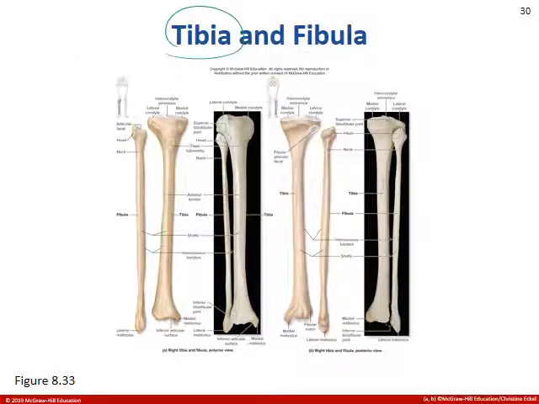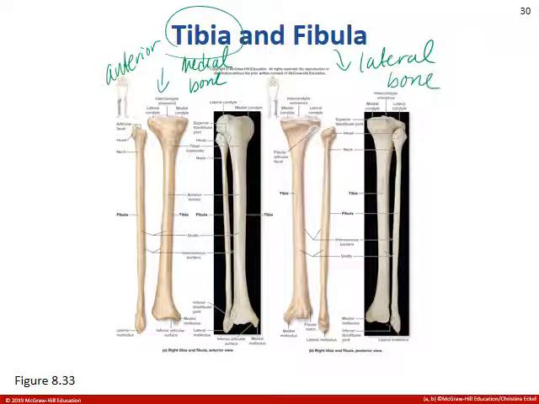Now we talk about the tibia. Something to pay attention to, this is the anterior, right? This is our anterior view. The tibia is the medial bone. It's on the inside. The fibula is the lateral bone. It's on the outside. So I always think lateral, LA. So fibula is the outside bone, tibia is the inside bone.